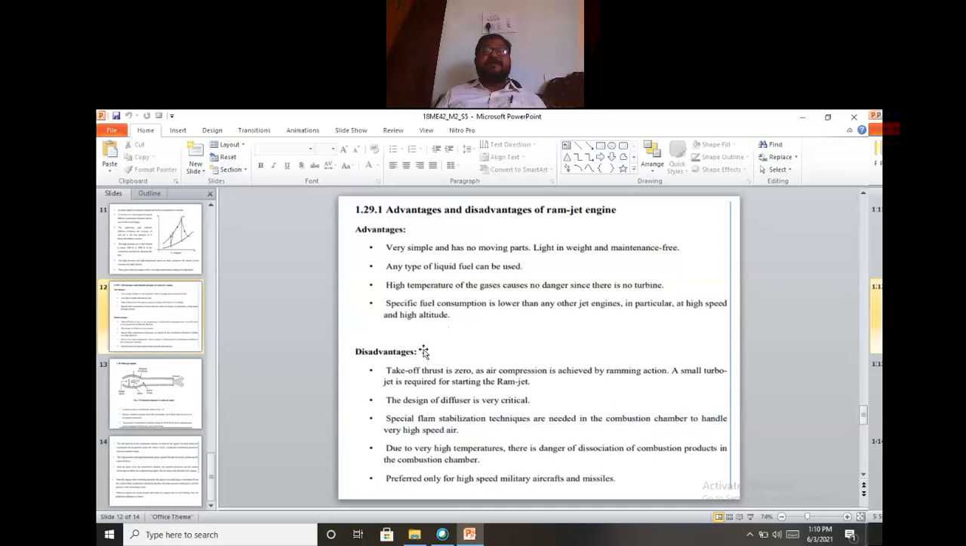Some of the disadvantages of this ramjet engine: takeoff thrust is zero, as air compression is achieved by ramming action. A small turbojet is required for starting the ramjet engine. The design of the diffuser is very critical, and special stabilization techniques are needed for the combustion chamber to handle the very high speed of air. Due to the high temperature, there is a danger of dissociation of products in the combustion chamber.